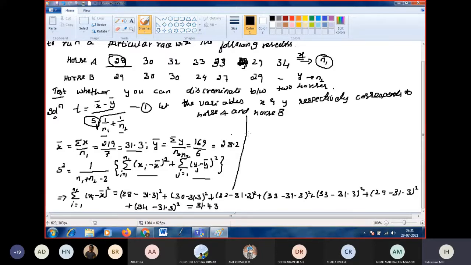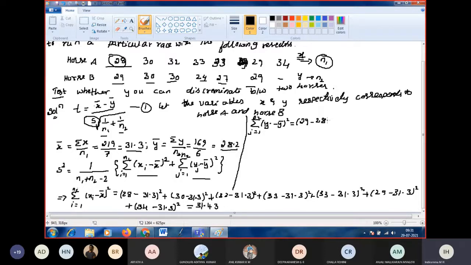Similarly we have to find the summation of (yj minus y bar) whole square. Consider summation j from 1 to n2 of (yj minus y bar) whole square. yj means y1, y2, y3, y4, y5, y6, the 6 values for y that we need to consider. Go on considering the values of yj. What is y bar? Y bar here we got as 28.2.